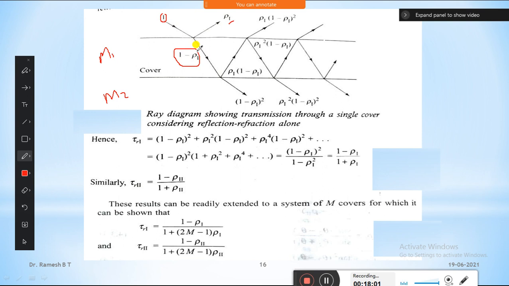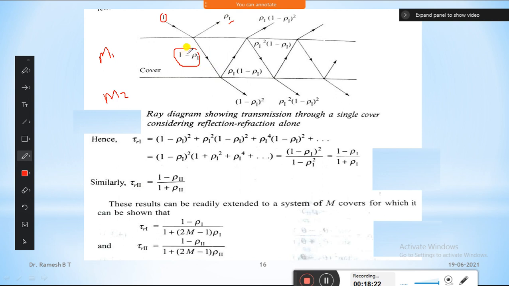Clear? The amount of the ray entering into the cover. So here it is 100%. So 30% is rho 1, which means 100 minus 30%, 70% will enter into the glass. Clear? I is the incidence ray and rho 1 is the reflection, and refraction is 1 minus rho 1. Okay. Next, again there is a second interface.